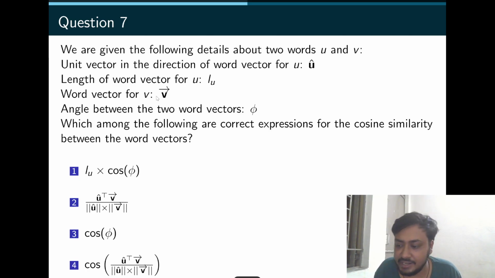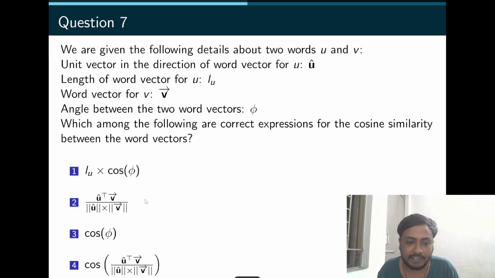Word vector for v is directly given as v vector, like this representation, and the angle between the two word vectors is phi. So you are given the angle, you are given the representation of word vector for v, which is v arrow, and for u, you know the length of the vector, and you know the representation of the unit vector in that direction, which is u hat. So which among the following are correct expressions for the cosine similarity between the two word vectors?